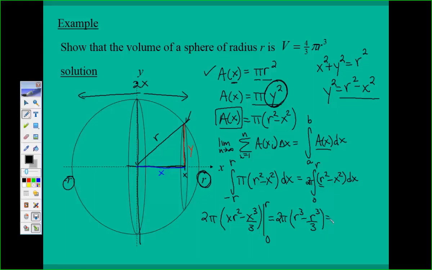If we get a common denominator, we would have 3r cubed minus r cubed over 3, which gives us 2 pi times 2r cubed over 3, which is 4 pi r cubed all over 3. And you can see that 4/3 pi r cubed, 4/3 pi r cubed. We've shown that the volume of the sphere is 4 pi r cubed over 3.